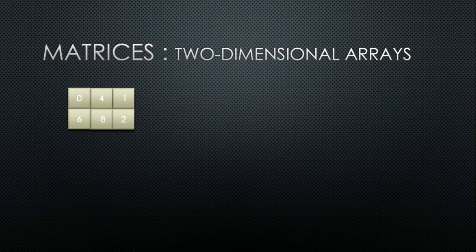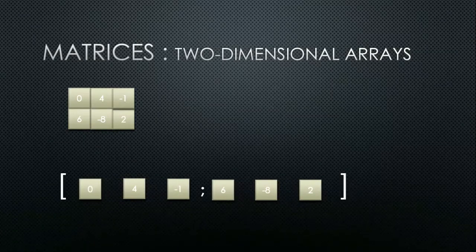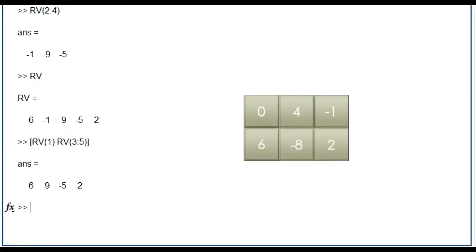Now let's move on to the two-dimensional arrays, which are generally called matrices. A matrix is entered in MATLAB row-wise. The rows are separated from one another by semicolons, and each element in a row is separated by spaces. So to enter the shown matrix, the command will be A = [0 4 -1; 6 -8 2], enter.